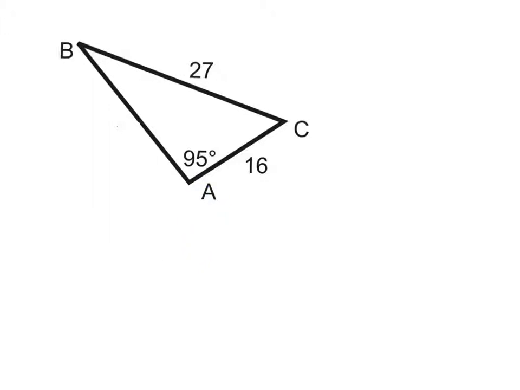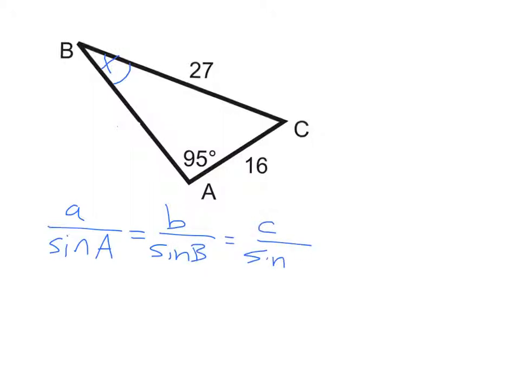What I'm going to use here to find a missing angle, we'll make it angle B, is a rule called the law of sines. Now the formula for the law of sines is easy to remember. It's side A over the sine of the angle A, side B over the sine of angle B, and side C over the sine of angle C.